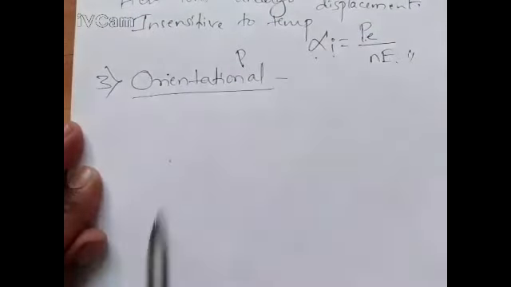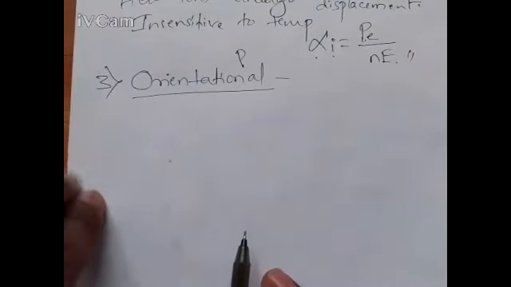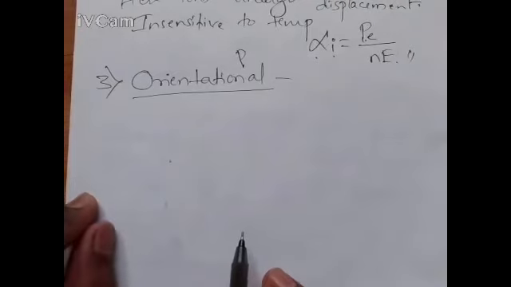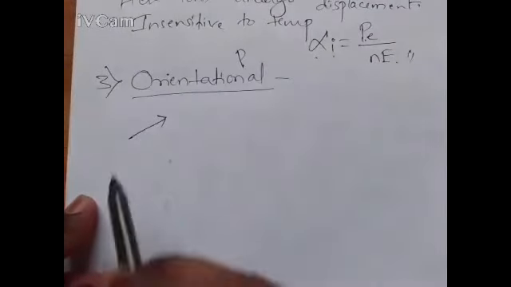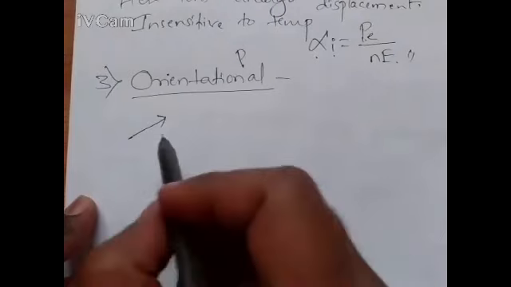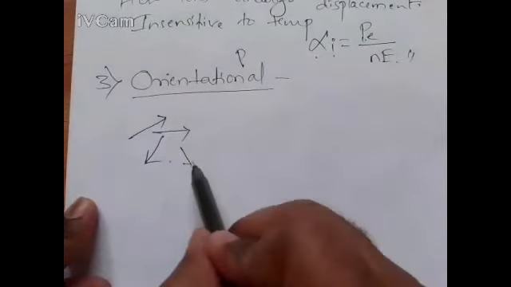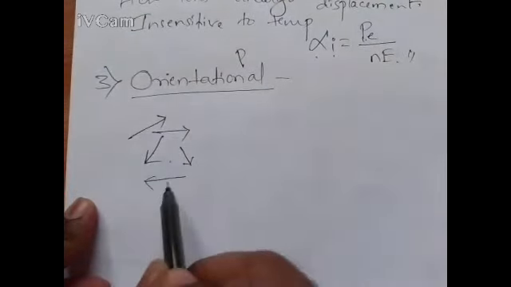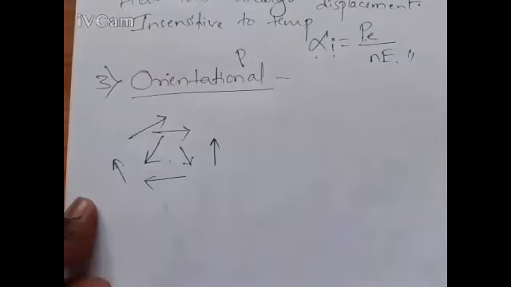Third one is orientational. Orientation means the alignment of the direction. Now here we'll consider the long chain molecules. For example, this is a long chain molecule. The molecule is represented in this manner, and these are aligned randomly like this. These are random alignments of the molecules.